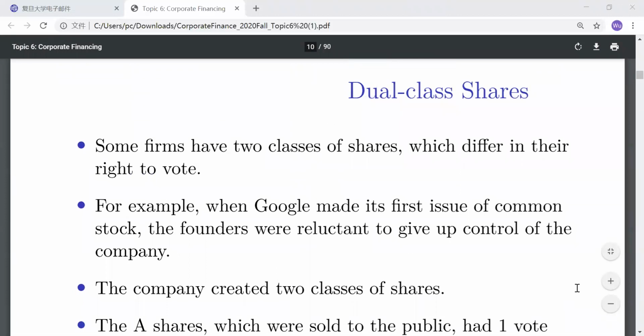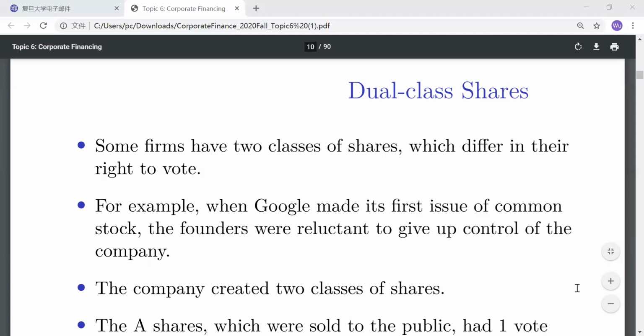And there are also dual class shares that try to weaken the rights of the shareholders. Some firms have 2 classes of shares, like Google. These 2 classes differ in their right to vote, and also, of course, in terms of dividend. One class of the share is held by insiders, by managers. They have greater voting power, but less right to receive dividends. The other class is designed to allocate to shareholders. They have much weaker voting rights, but they do receive high dividends.